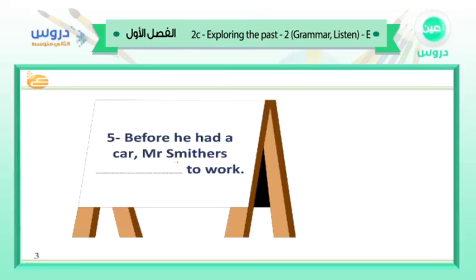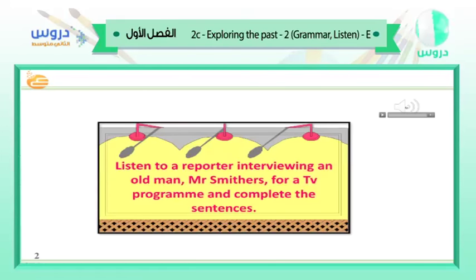Before he had a car, Mr. Smithers, how did Mr. Smithers go to work? Okay, please listen carefully. We need some specific information, so please take some notes. Four. Listen to a reporter interviewing an old man, Mr. Smithers, for a TV program, and complete the sentences.